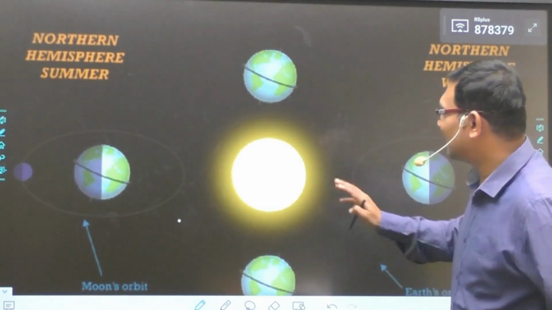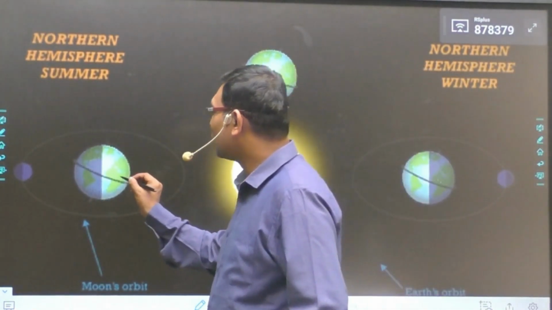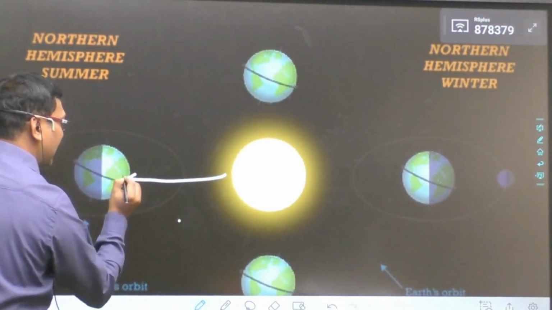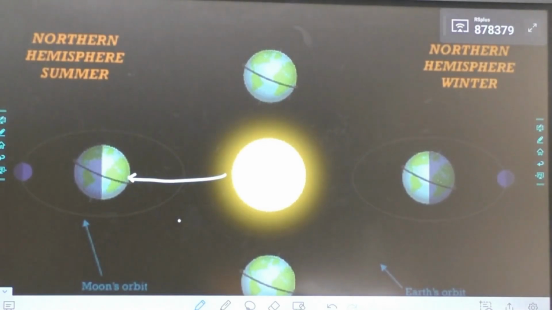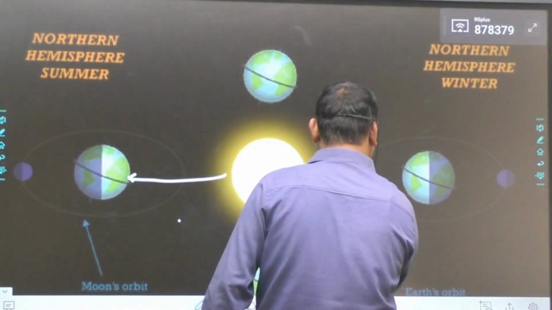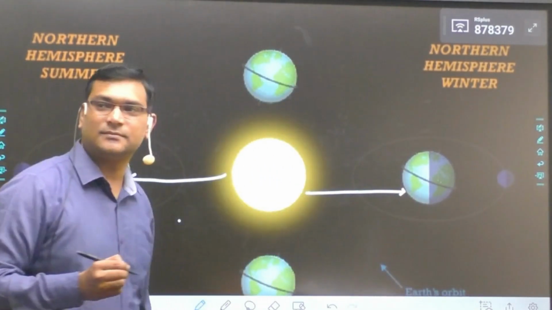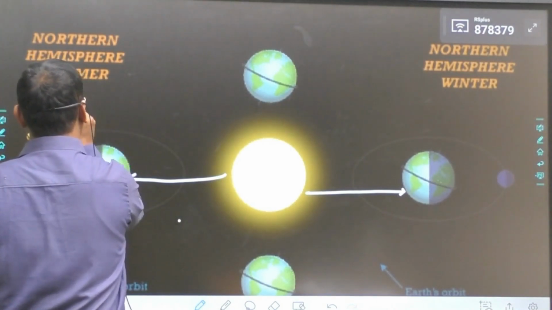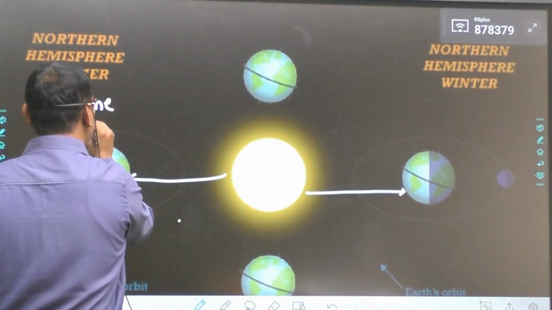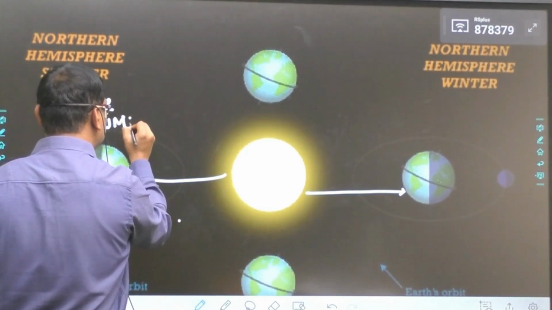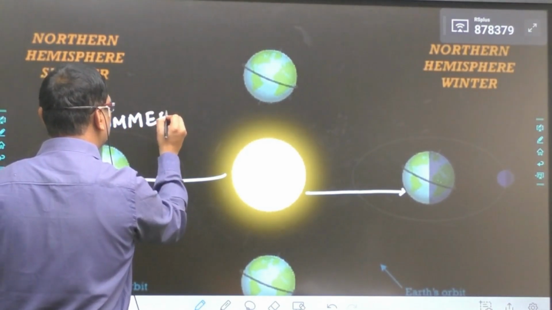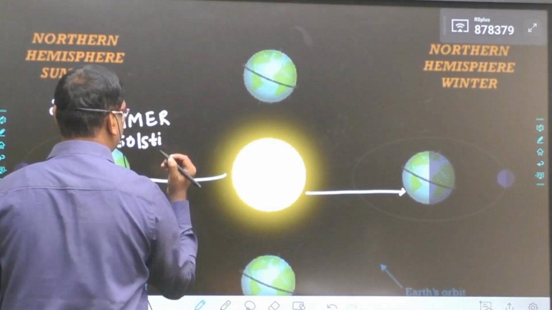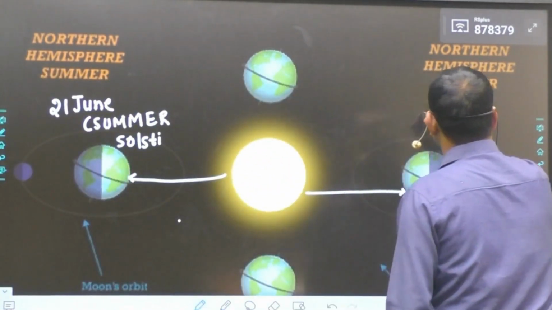So you see, this is your sun, right? So the north hemisphere is receiving sunlight. Yes or no? And here, the south hemisphere is receiving more sunlight. So can I say here, on 21st June, it is called summer solstice. Okay, summer solstice. And this is your winter.